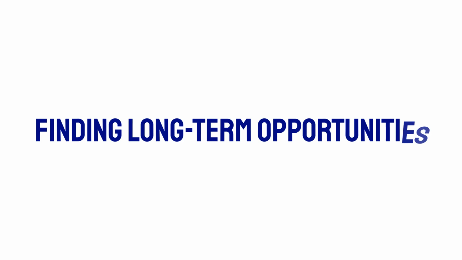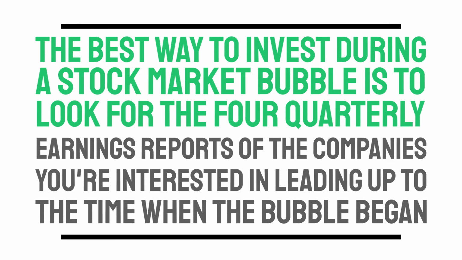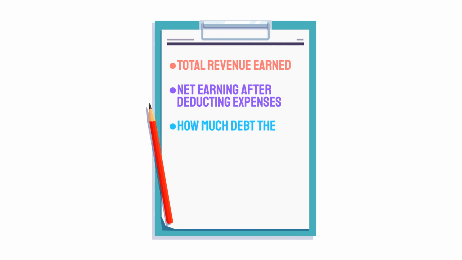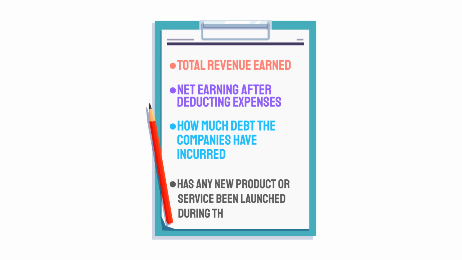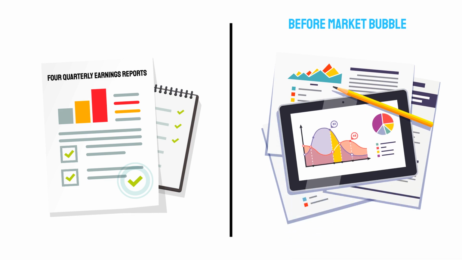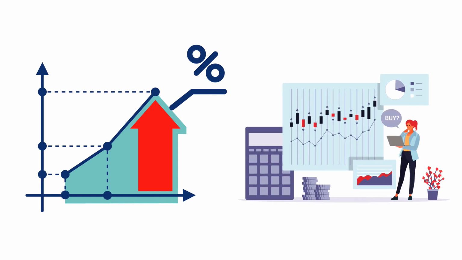Finding long-term opportunities. The best way to invest during a stock market bubble is to look for the 4 quarterly earnings reports of the companies you're interested in leading up to the time when the bubble began. For each report, take note of the following: total revenue earned, net earnings after deducting expenses, how much debt the companies have incurred, and whether any new product or service has been launched during the market bubble. After taking notes of the 4 quarterly earnings reports, compare your findings with the performance of the companies before the market bubble. If the companies are still doing well, then go ahead with your investment, otherwise avoid them.